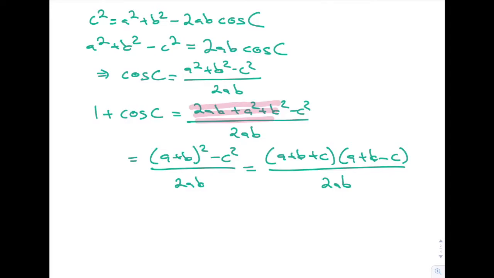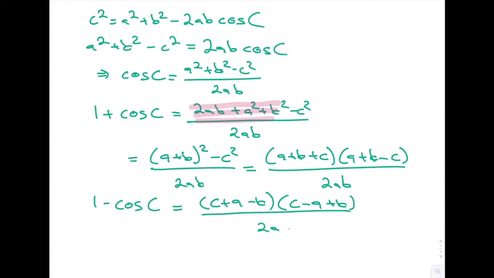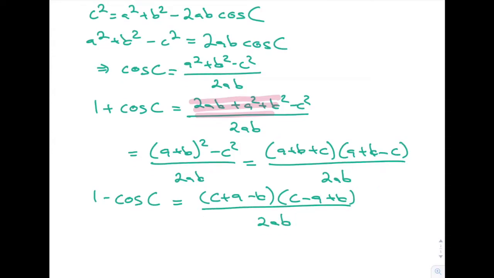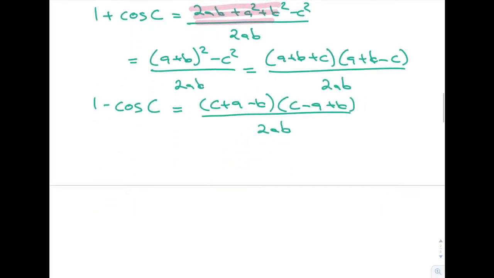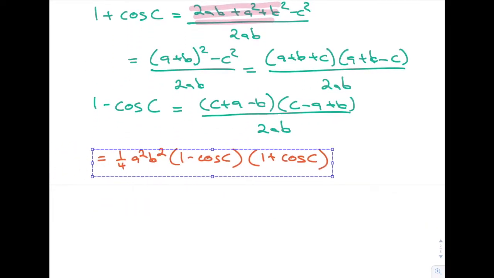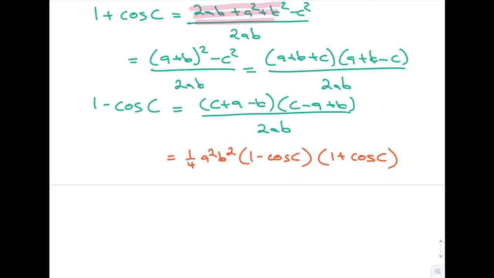Following the same process, I won't do it again here, but if we do 1 minus cosine C, we end up with (c plus a minus b)(c minus a plus b) all over 2ab. Okay, so we're almost there. We'll copy where we left off, right here. We'll slide down, put that here. So remember, this was the A squared. This is the area squared.